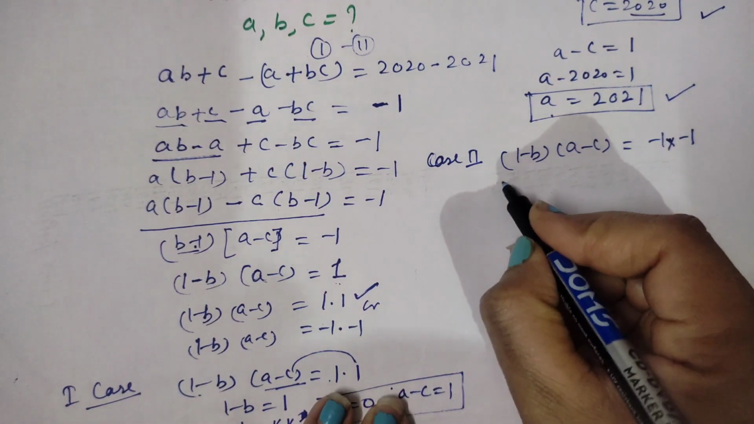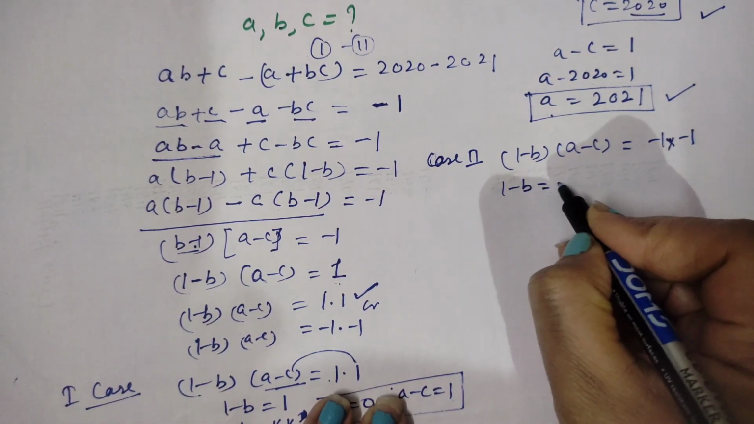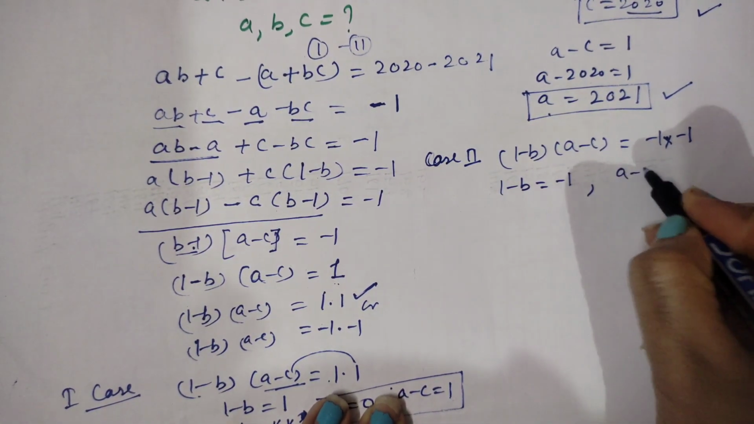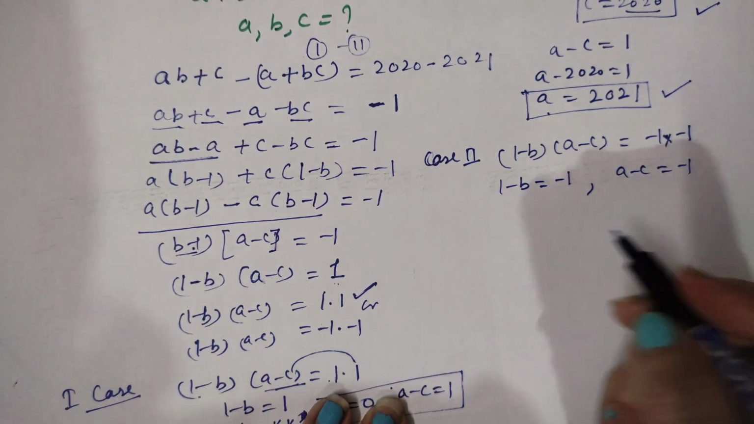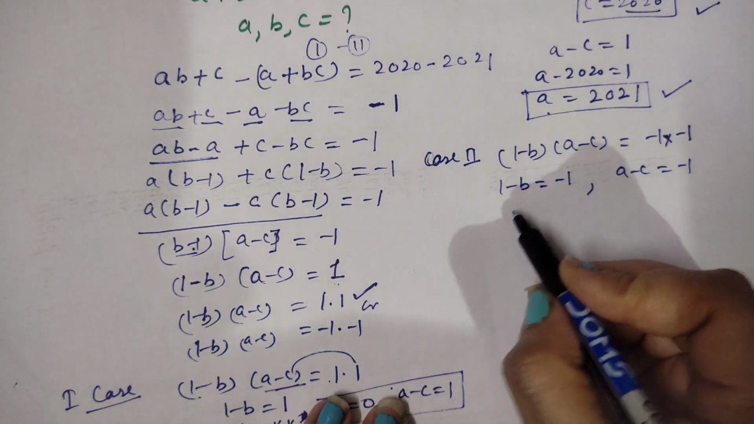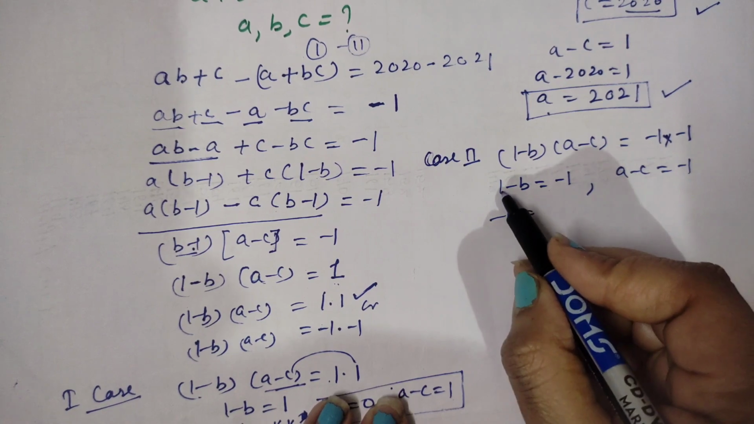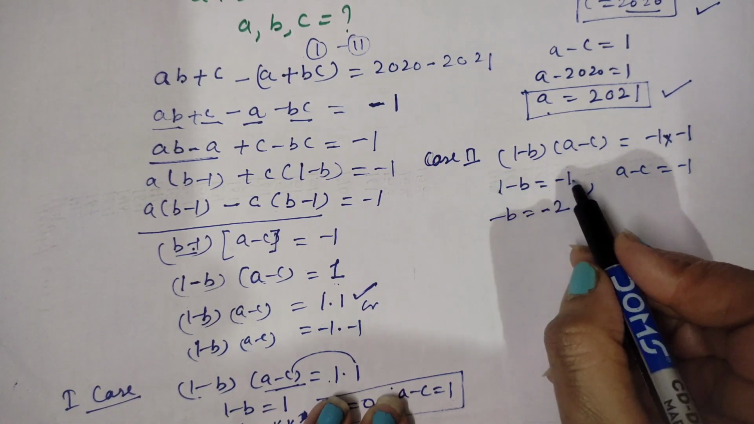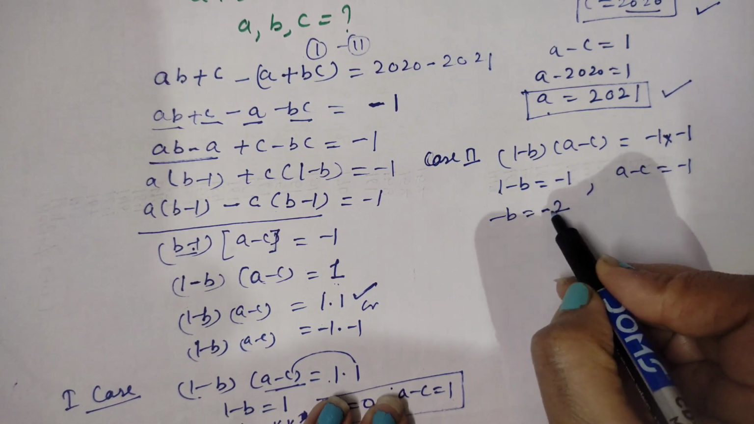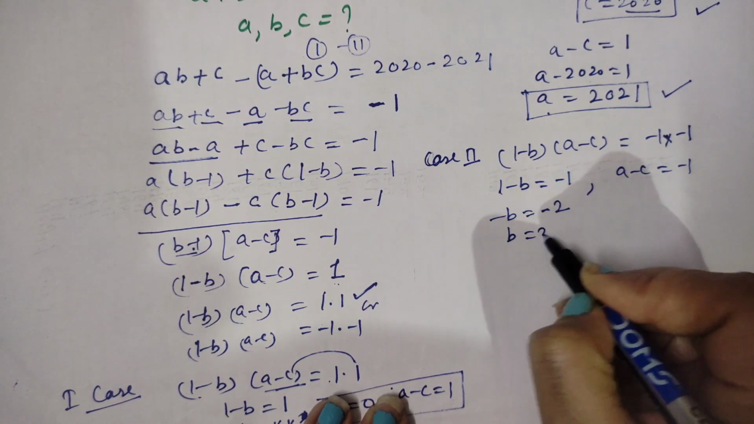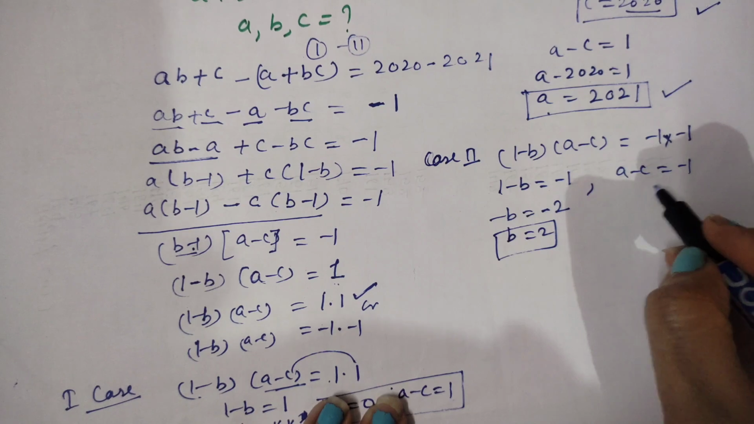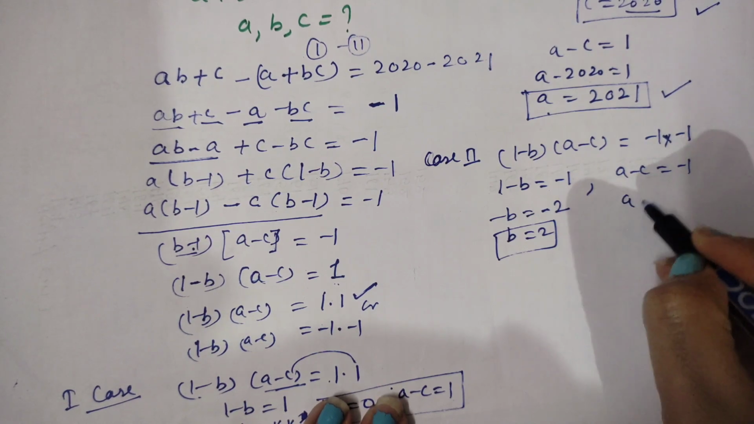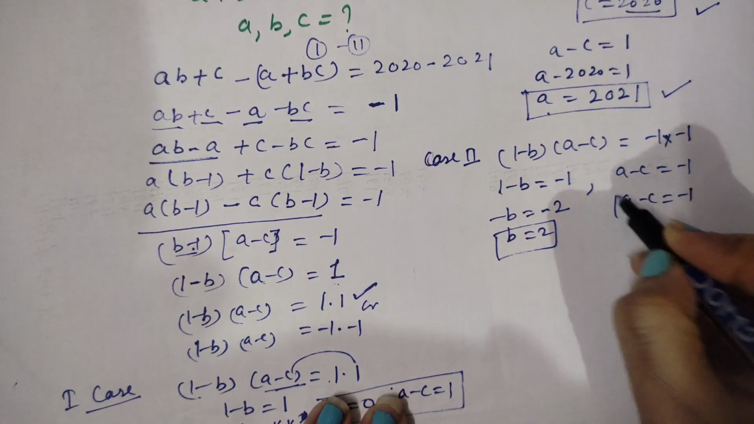Now you can see this 1 minus b equals to minus 1 and this a minus c equals to minus 1. So what value will we get? Minus b, this 1 goes to that side, which is equal to minus 2. 1 goes to that side, so minus 1 minus minus plus, so minus 2. So b equals to 2.